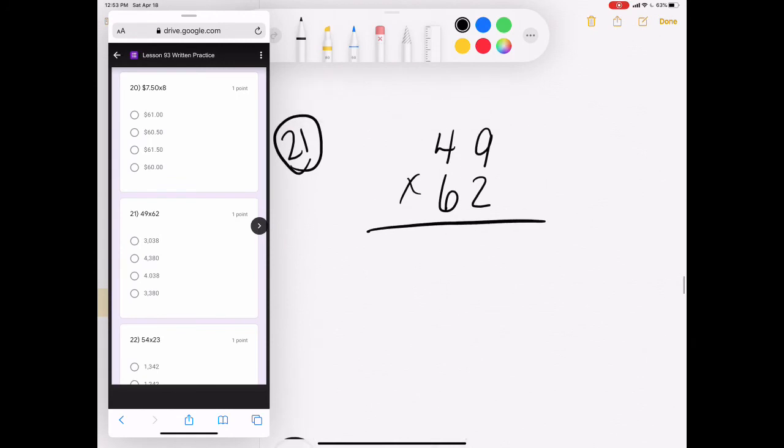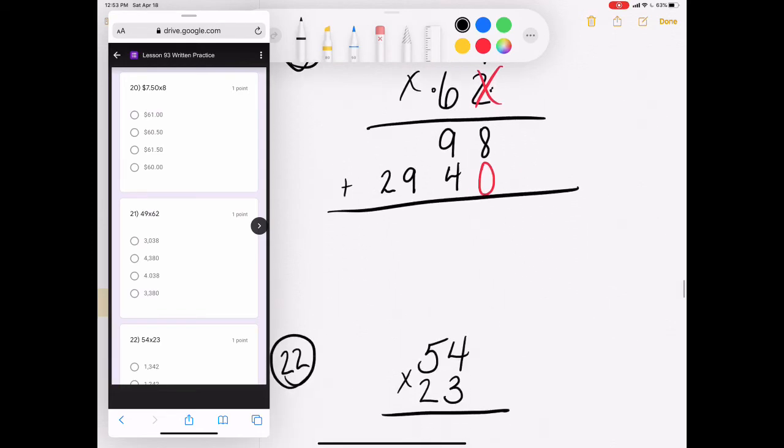21. More 2 by 2 multiplication practice. 9 times 2 is 18. 2 times 4 is 8. Plus 1 is 9. Do 3 things. 1, 2, 3. 6 times 9 is 54. 6 times 4 is 24. Plus 5 is 29. Now we add 8. 9 plus 4 is 13. 10. 3,038 on number 21.